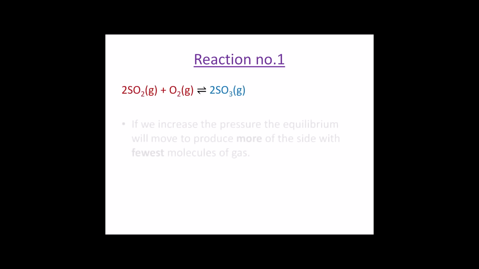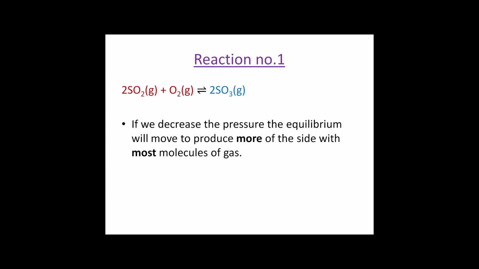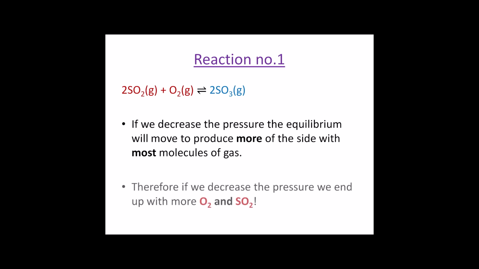To explain this again, if we increase the pressure at equilibrium, the equilibrium will move and produce more of the side with the fewest molecules of gas, and in this case it will make more sulfur trioxide, more of the product. The equilibrium will move to the right. If we decrease the pressure, the equilibrium will move to the side with the most gas molecules. So in this case it will move to the left and make more oxygen and sulfur dioxide, to cancel out what we have done to the equilibrium position by our change to the reaction. Quite simple.